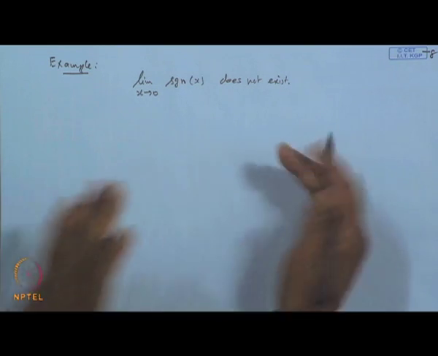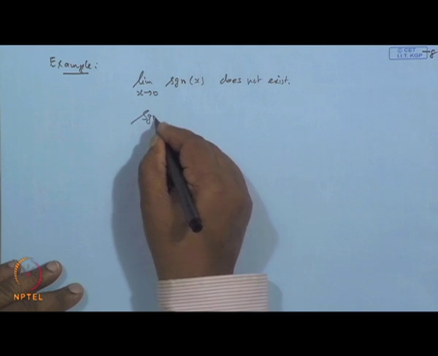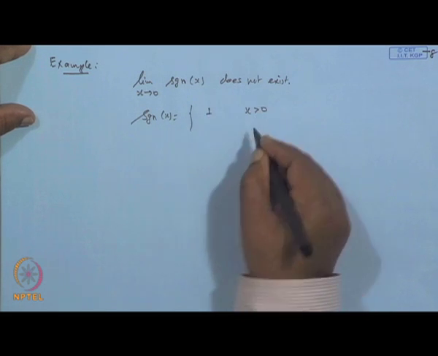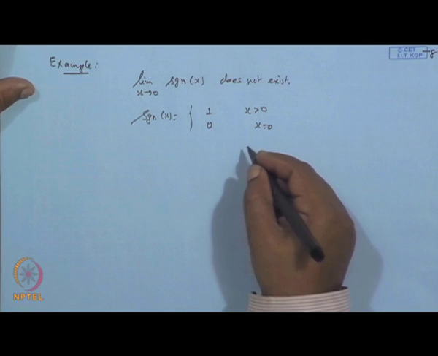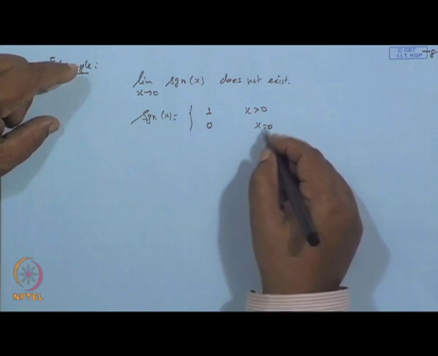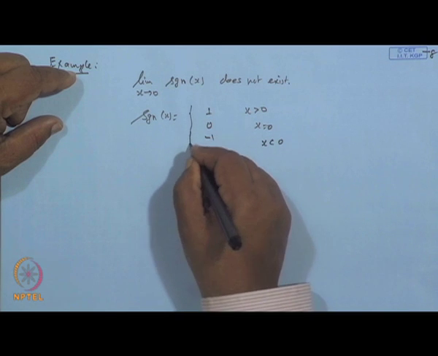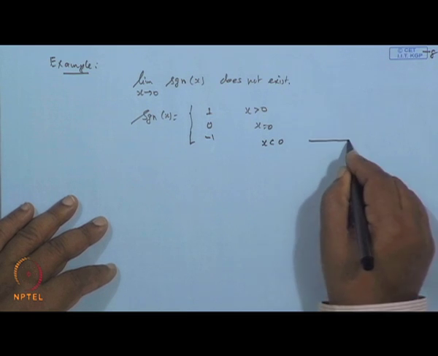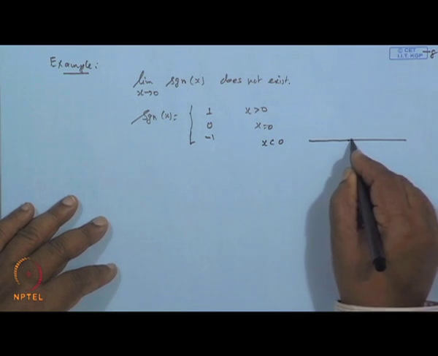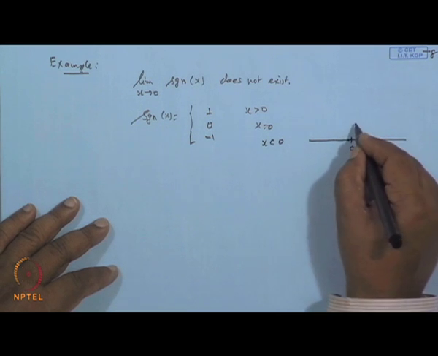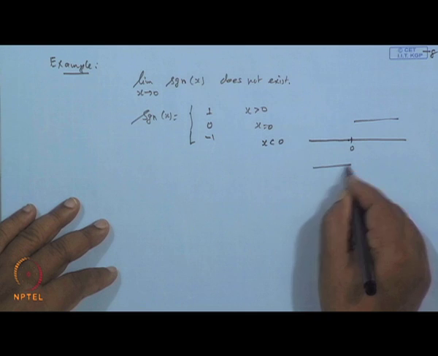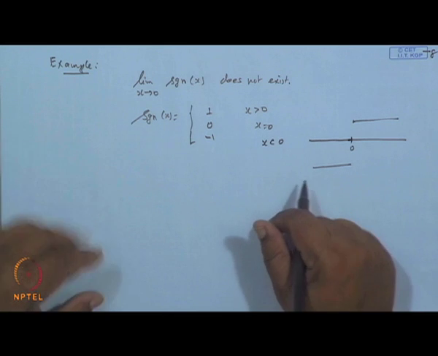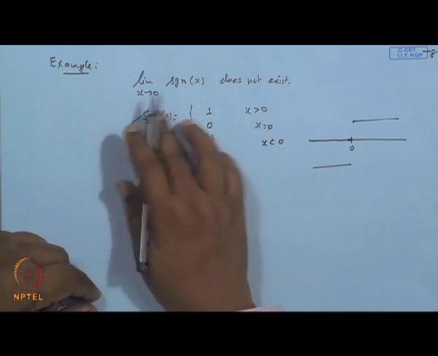First, what is the signum function? It is basically the sign of the function. So, when x is positive, the value will be 1. When x is 0, the sign we consider to be 0. When x is negative, we put it to be -1. So, this is the signum function. The graph is a line: when x is positive, the function is 1, when x is negative, the function is -1, and at the point 0 we take it to be 0. The limit of this signum function when x approaches 0 does not exist.